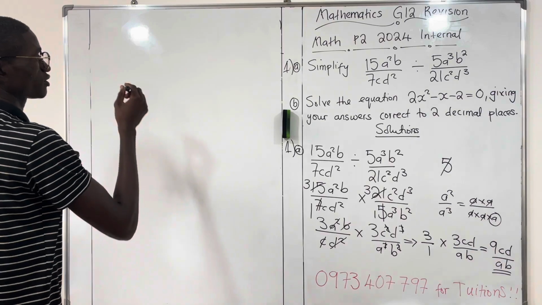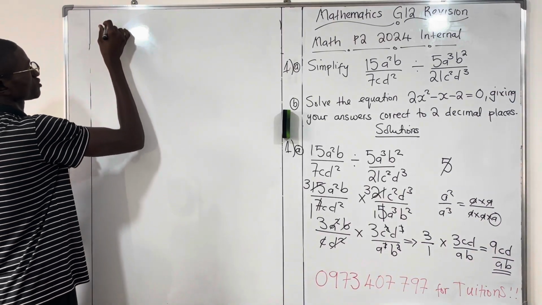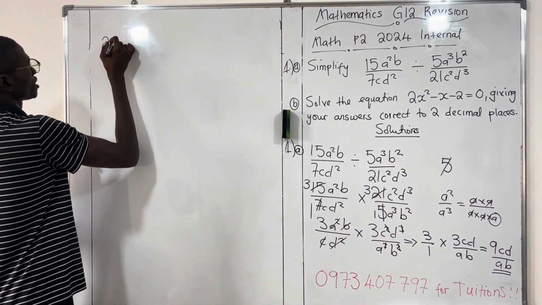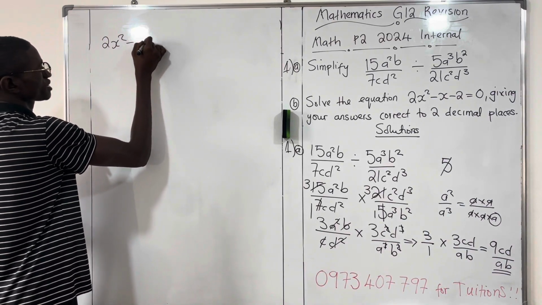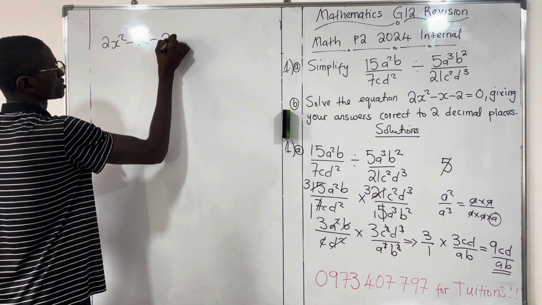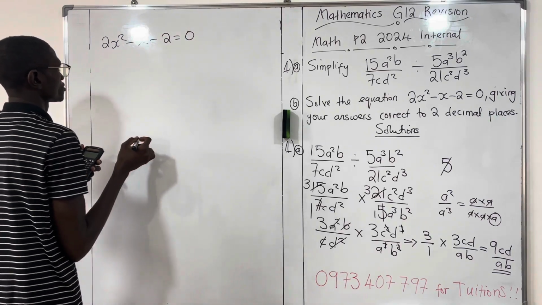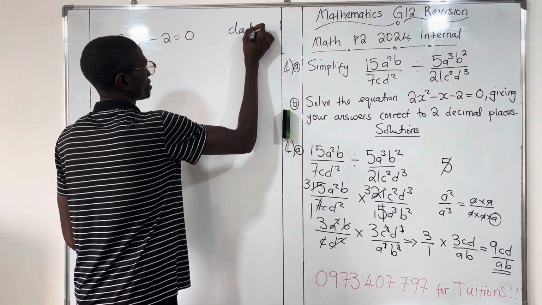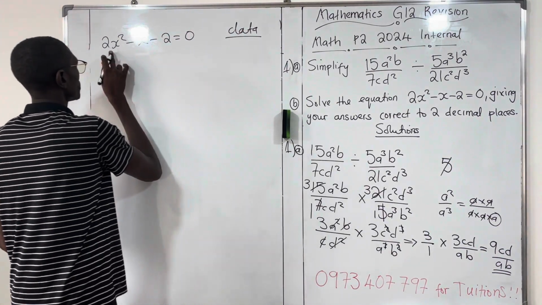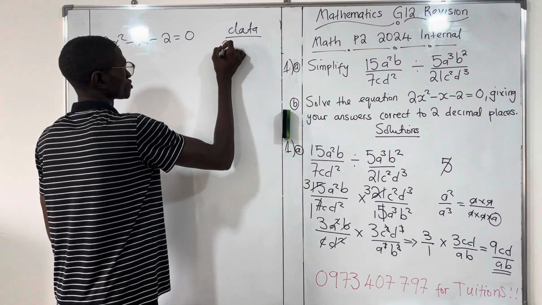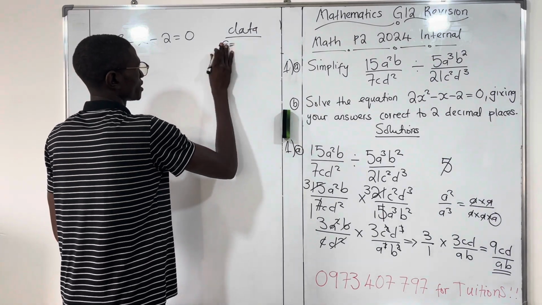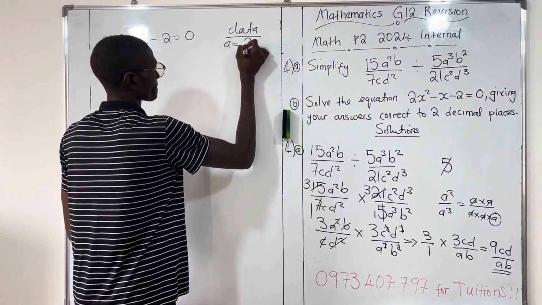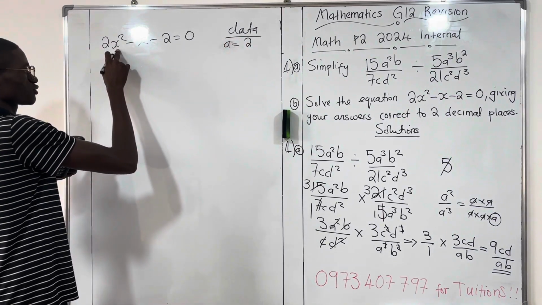So the equation is 2x. I just noticed that there's some light that shows up here. So let me write the equation a little down here. 2x squared minus x minus 2 is equal to 0. Okay, so here we need to extract the values of a, b, and c. So a is the coefficient of x squared, which is 2. That's our a. So a is the coefficient of the first term, which is the squared term.